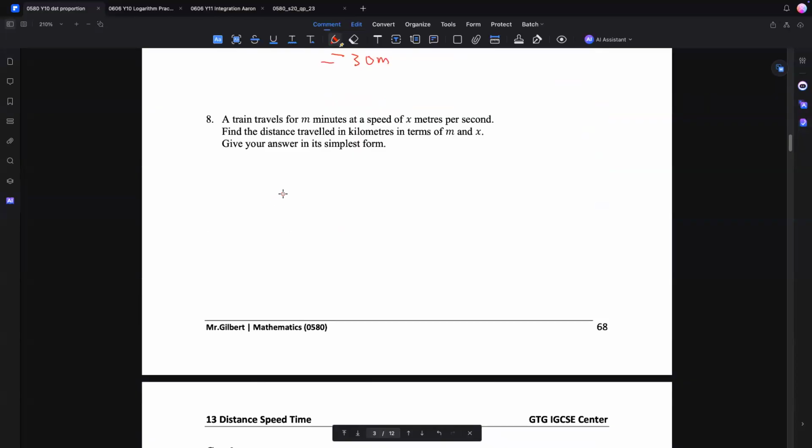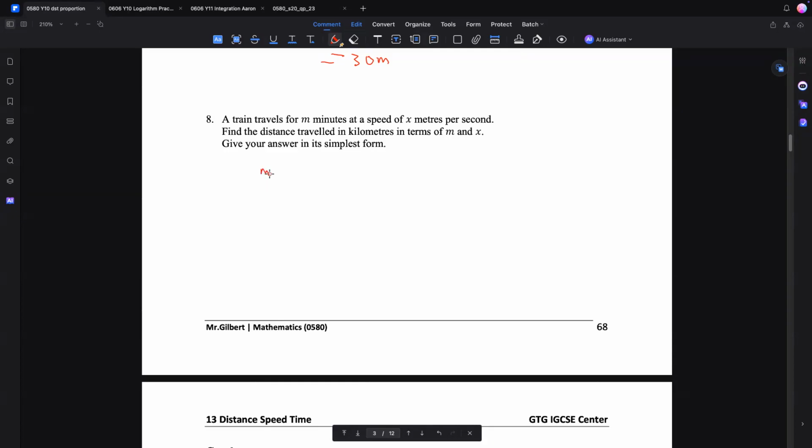Last one. A train travels for m minutes at a speed of x meters per second. Find the distance traveled in kilometers in terms of m and x. Give your answer in its simplest form. How to do this? You want to find the distance traveled in kilometers. How do you change minutes to kilometers? You have to change minutes to seconds, right?